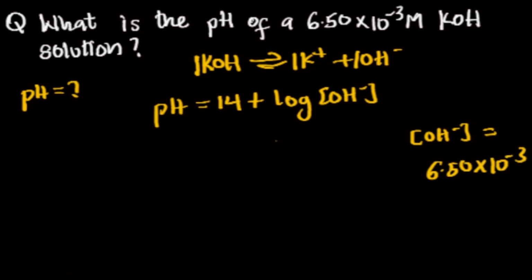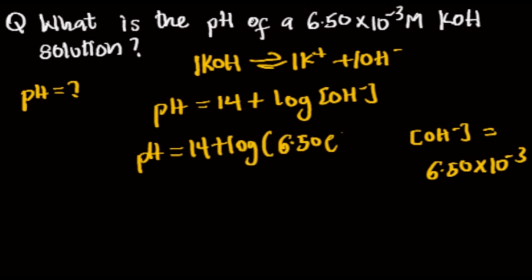So that's what I'm going to plug in here. So I'm going to have pH equals 14 plus log of 6.50 times 10 to the exponent minus 3. Now let's press my calculator. I'm going to have 14 plus log of 6.5 multiplied by 10 raised to power minus 3. Then let's close the bracket and see what we're going to have. So in that case, the pH of the solution is actually 11.79.